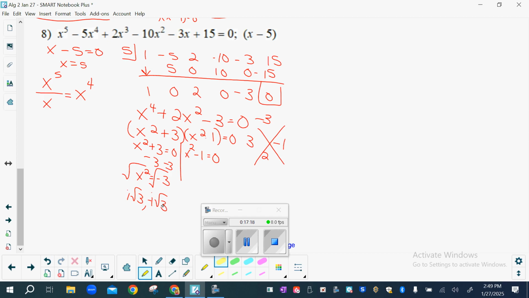Wait, how come we didn't do that on the last one? Because it wasn't a negative, it was a positive. So when we have a negative inside the square root... Oh, yeah, good question. So then we get plus 1.